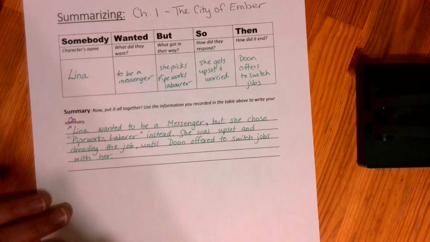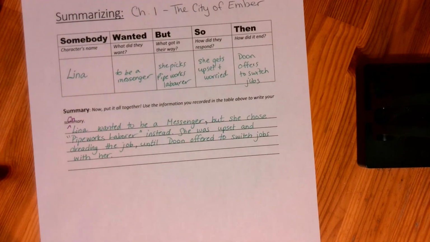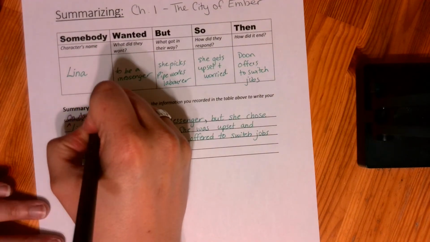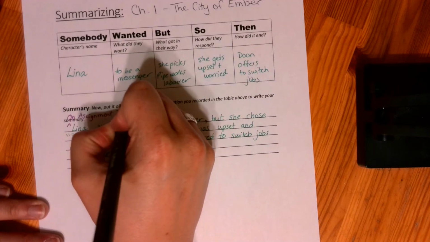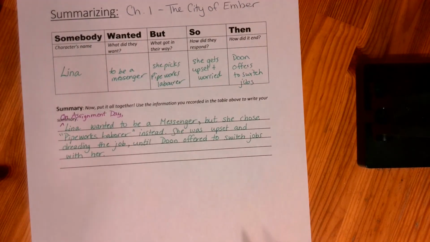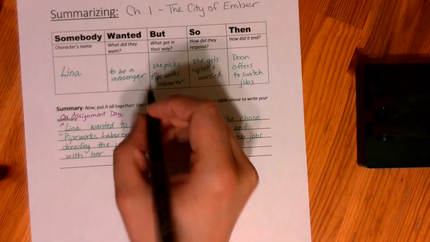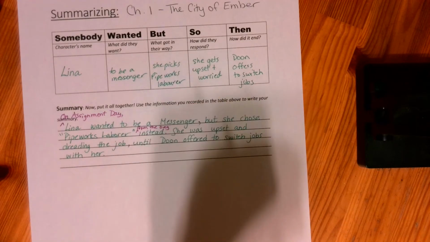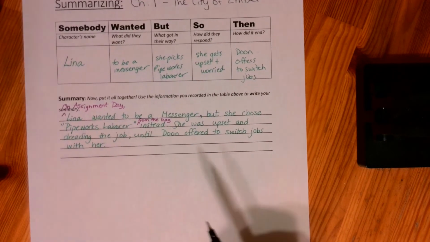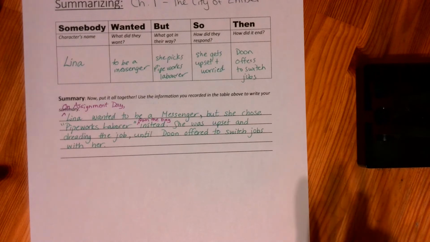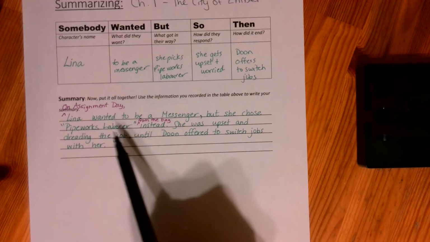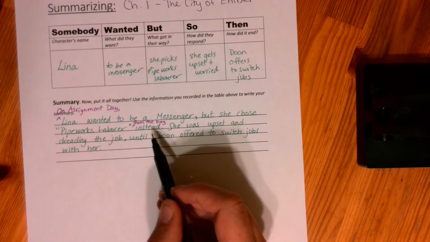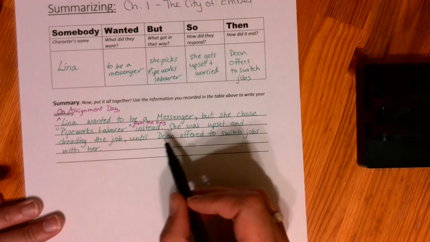I could add in on, now I've forgotten what it's called. What is the assignment day? That's what it's called. Thank you, brain, for turning back on. On assignment day, Lena wanted to be a messenger, right? But she chose Pipeworks laborer from the bag instead, right? So I can choose to add in a few more details just to give it a little bit more context, right? So I know when this is happening. I know when I talk about her choosing Pipeworks laborer, I can picture her reaching into the bag and drawing it out. I could add until Dune offered to switch jobs with her.